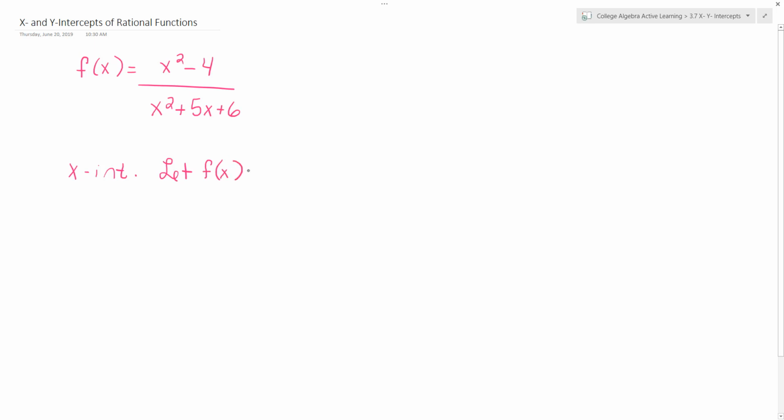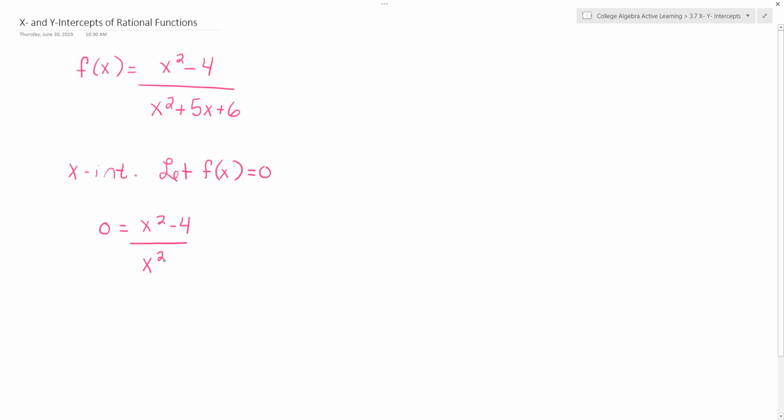So we're going to start off with f of x equals x squared minus 4 over x squared plus 5x plus 6. Now, in order to find an x-intercept, just like we learned in the past, you have to let your y value be 0. When we say y value, in function notation that's your f of x. So let f of x equal 0. Wherever there's an f of x, replace it with 0. In other words, our function is set equal to 0.